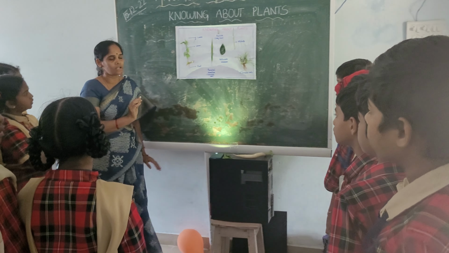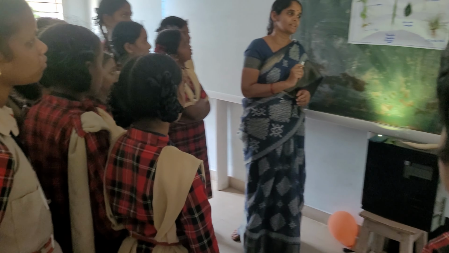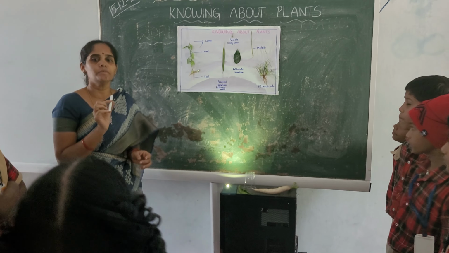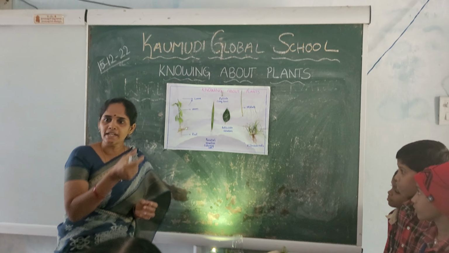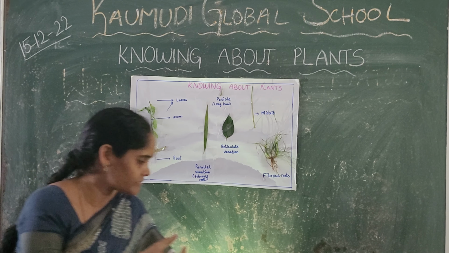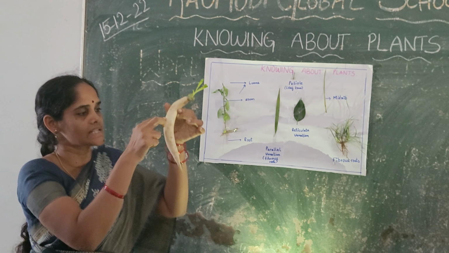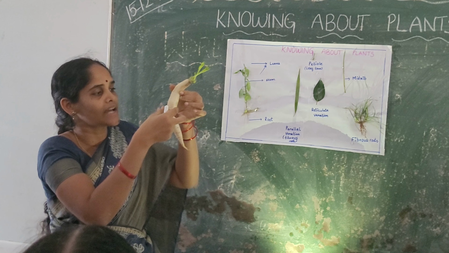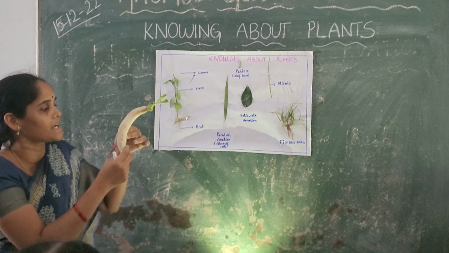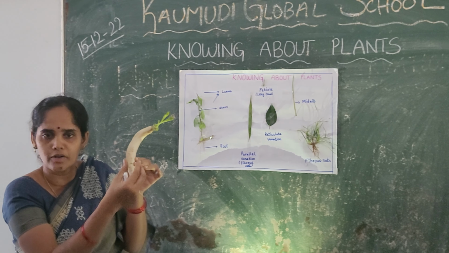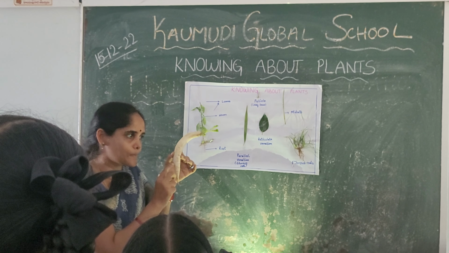In plants, generally there are two kinds of root systems. One is tap root system. The other one is fibrous root system. Tap root system means the central root becomes the main root. If you see, this is the main root, and the small side roots come out of the main root. Side roots we call lateral roots. This main root we call tap root.